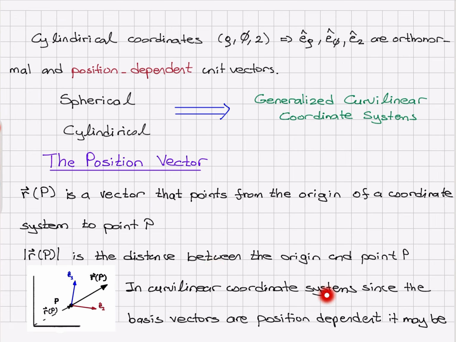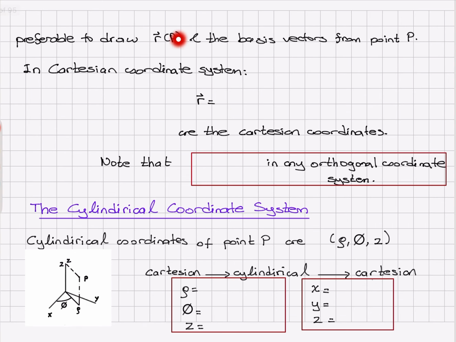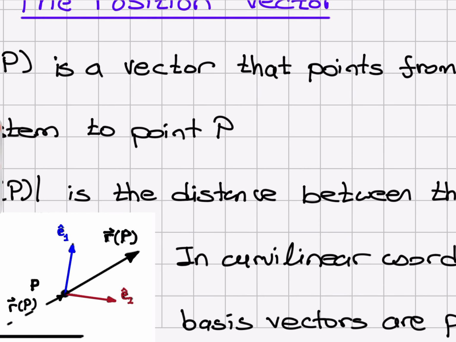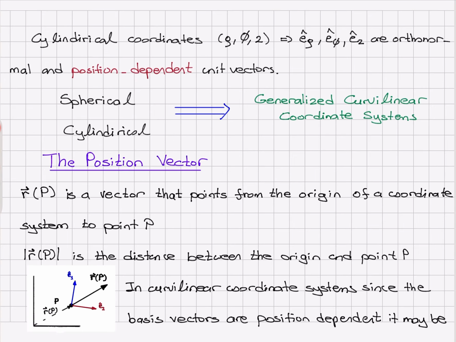And in curvilinear coordinate systems, since the basis vectors are position dependent, it may be preferable to draw the position vector and the basis vectors from point P. So because we have these orthonormal unit vectors E1 hat and E2 hat, they are not the same as what they are at the origin, so they are position dependent. Therefore, it may be preferable to translate this position vector here, so we can show the position vector and the projections onto the orthonormal unit vectors.